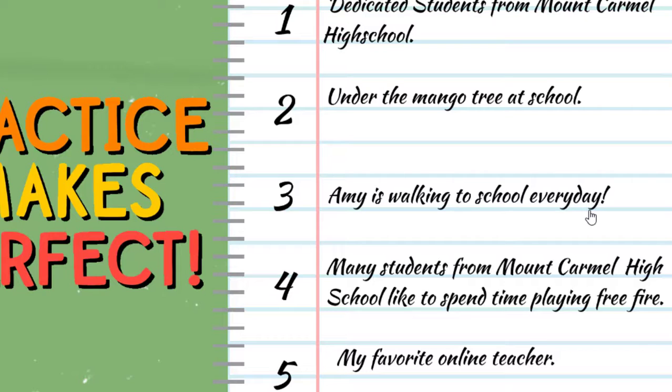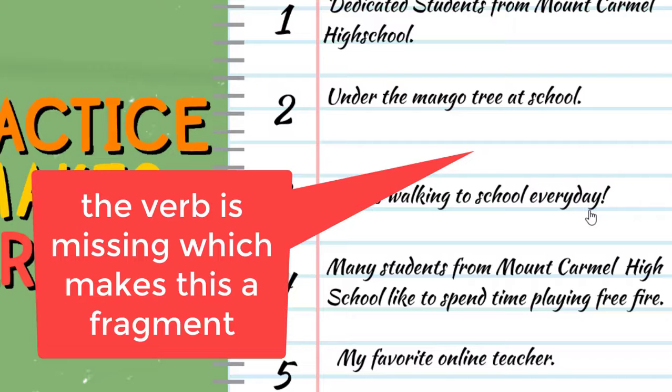Example number 2. Under the mango tree at school. Is there some form of subject? Yes, there is some form of subject here. The mango tree. Is there an action? There is no action. The mango tree isn't doing anything. The school isn't doing anything. This, therefore, is a fragment because it doesn't have an action.